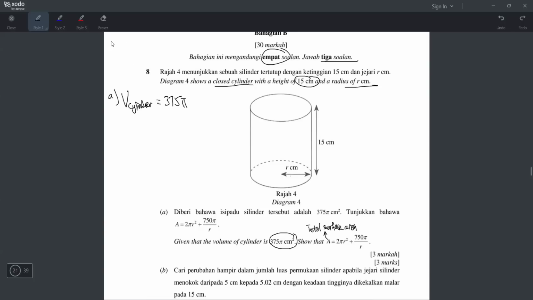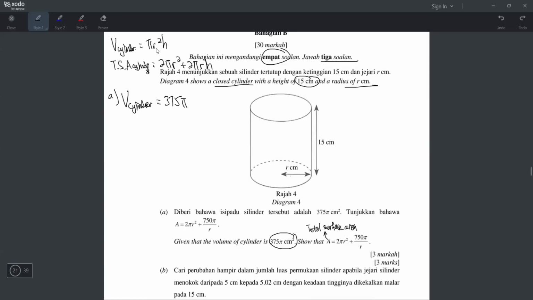Okay, let's talk about the formula first. So what's the volume of cylinder formula? Pi r square h. Okay, and then let's talk about the total surface area of cylinder formula. It will be 2 pi r square because the cylinder got 2 circle, and then tambah dengan 2 pi rh. Okay. Ya, kalau you tak tahu dua formula ni, you tak boleh buat soalan ni.